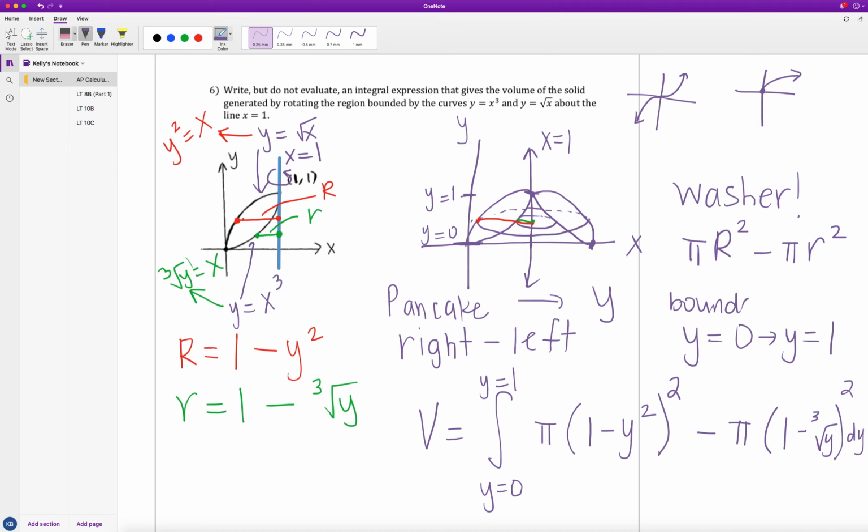Now again, there's no need to go through the time to set this up as 1 minus y squared times itself again and FOIL everything out, because I don't need to combine anything on a free response question. So this setup right here will be my final answer to my volume.